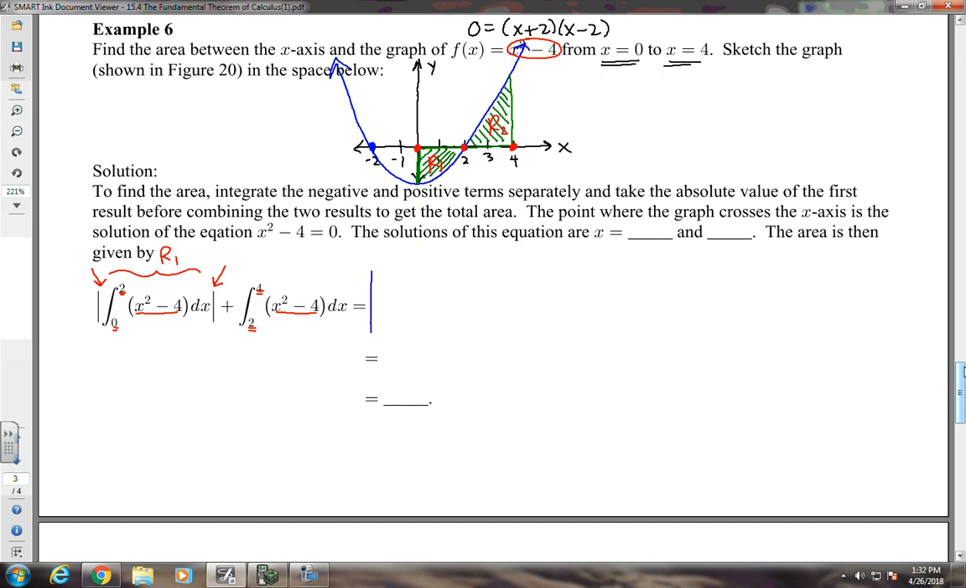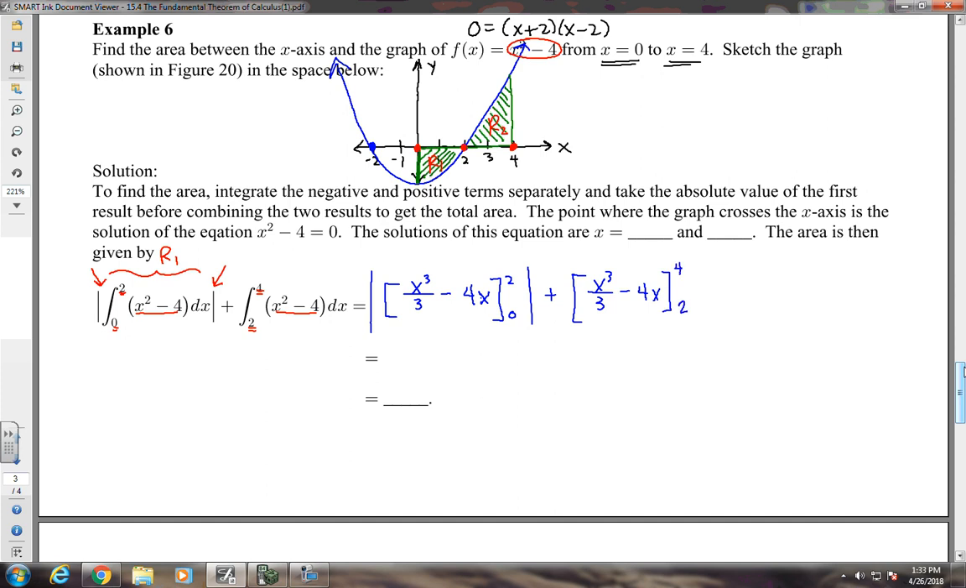Working on my first antiderivative, I'm looking at integrating x squared minus 4, term by term. The antiderivative of x squared is x cubed over 3, and the antiderivative of negative 4 is negative 4x. We're going to run this one from 0 to 2 and take its absolute value. Now the good news is for that second integral, the antiderivative is the same. So we have x cubed over 3 minus 4x, but we're going to run this one from 2 to 4.